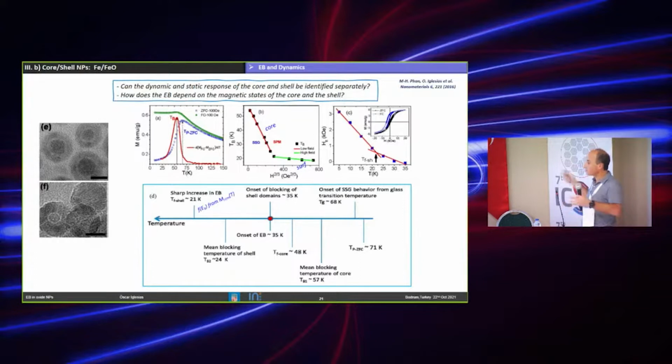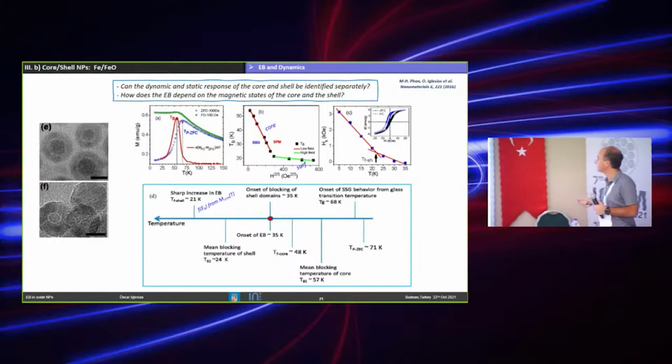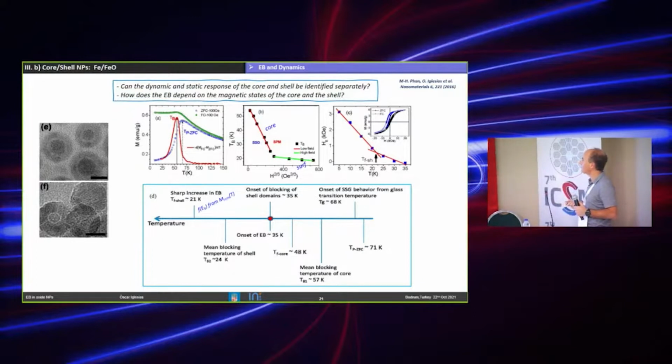And several questions arise in this kind of systems. Can the dynamic and static response of the core and the shell of the nanoparticles be identified separately?